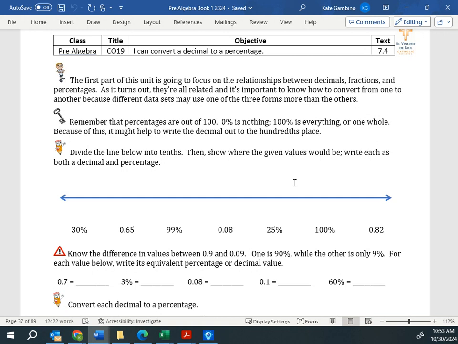So there are things that we want percentages on, like your test scores. So you might see that, oh, I got a 0.96. What does that mean? What percentage is that? You need to be able to convert it to a percent. Okay, we need to be able to convert back and forth. Remember that percentages are out of 100. 0% is nothing, 100% is everything, or one whole. Because of this, it might help to write the decimal out to the hundredths place.